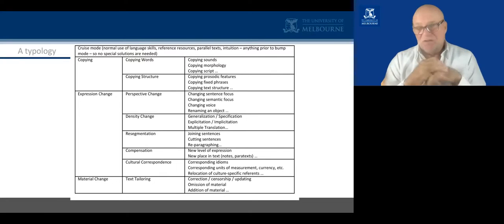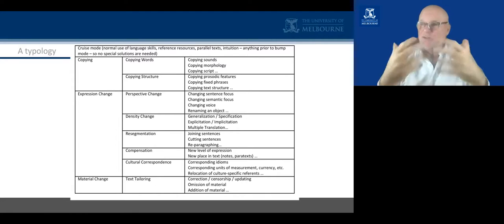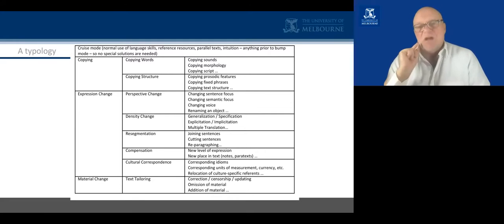I am not trying to describe everything that goes on in the translator's brain. This is not a piece of cognitive linguistics, for example. No, this is pedagogy. I'm trying to tell people ways in which problems can be solved. And I'm saying there are three things you can do when you have a big, juicy translation problem.